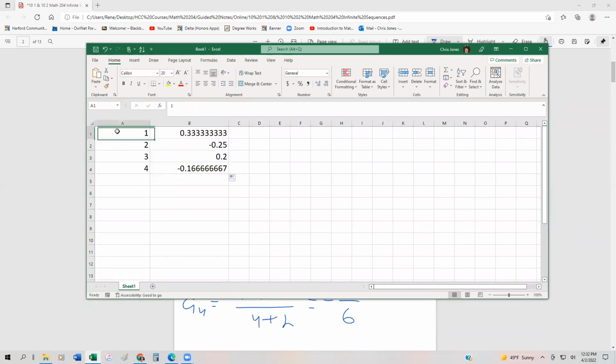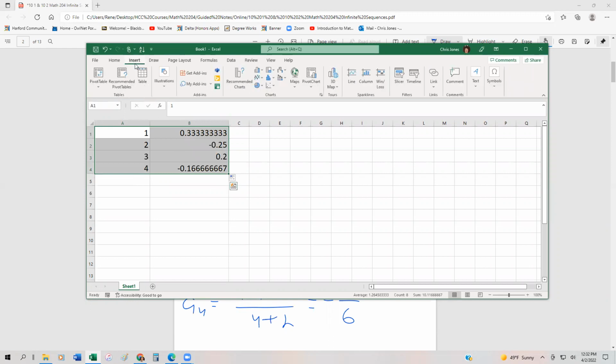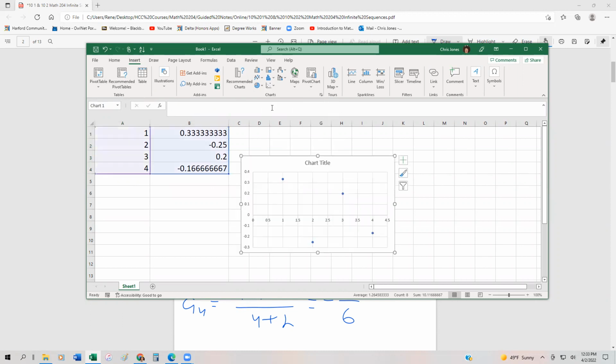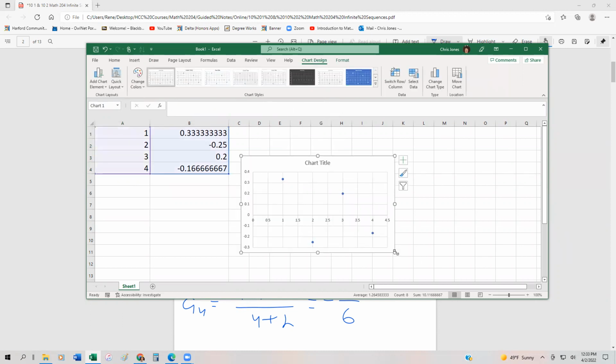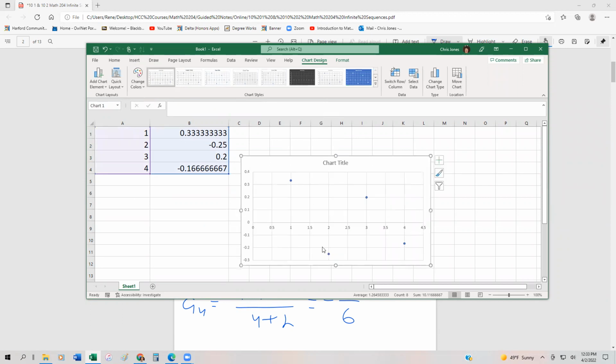To be able to plot them, I'm going to highlight all of these. Just click in the first cell, hold down your mouse, and highlight all of them. Go to Insert. And then there's this little scatter right here under the Insert tab. So I'm just going to click on that, and then highlight the scatter plot. And this is what the plot would look like, at least for the first 4 terms.